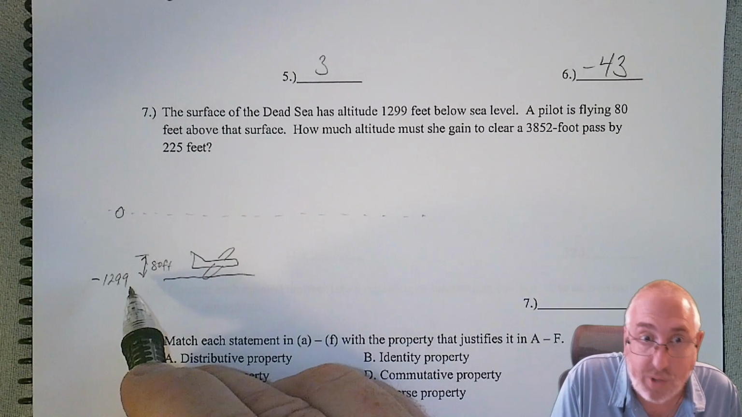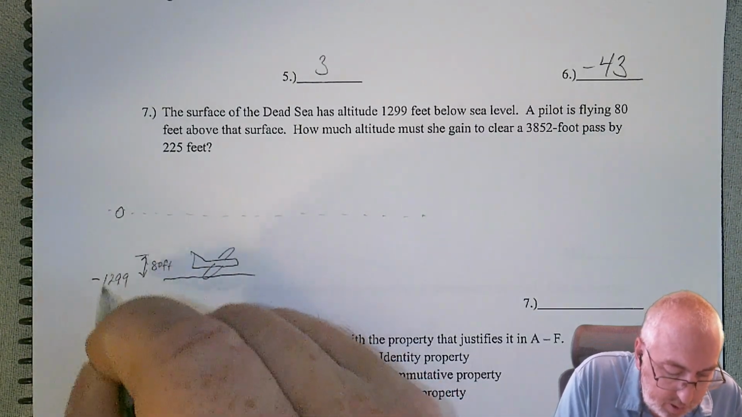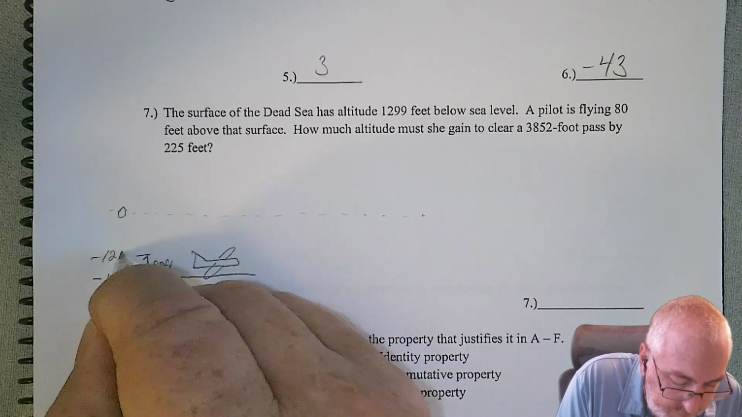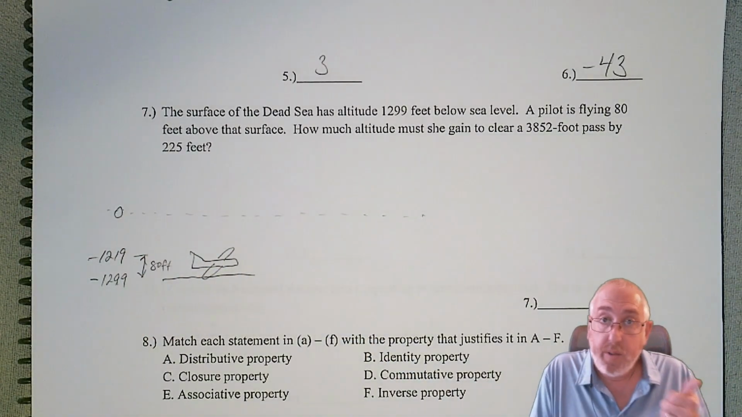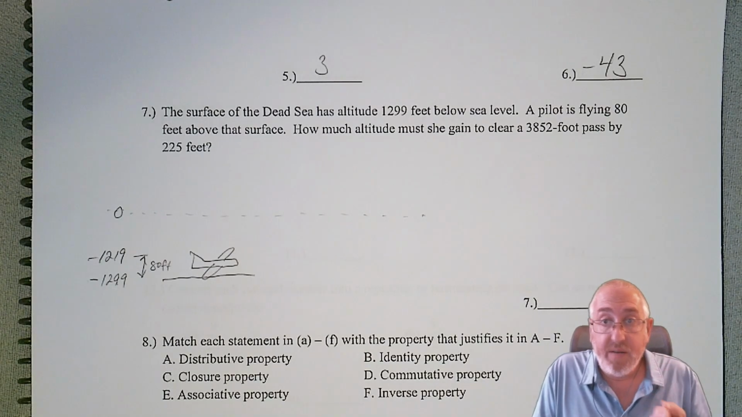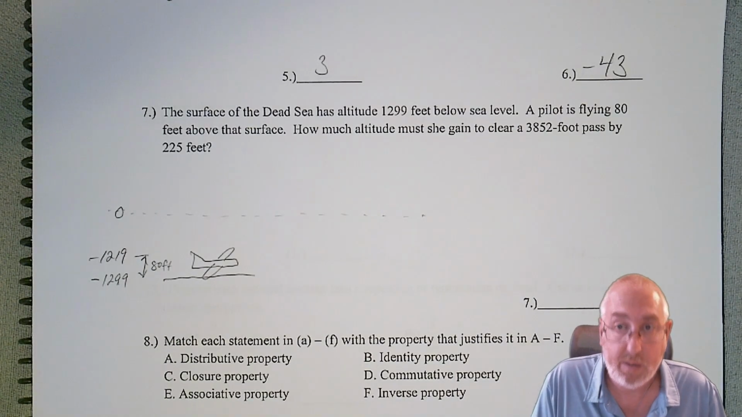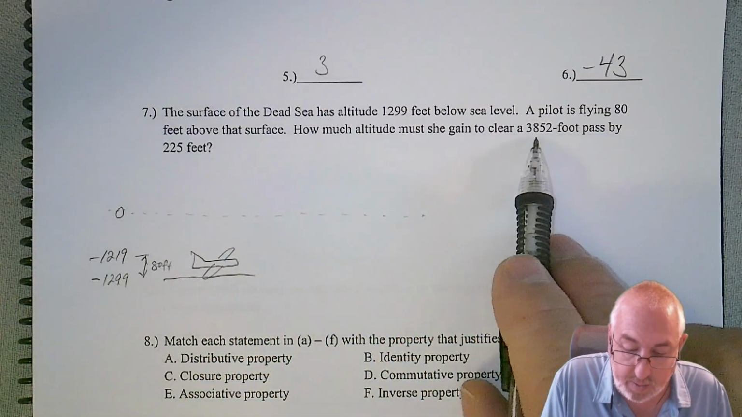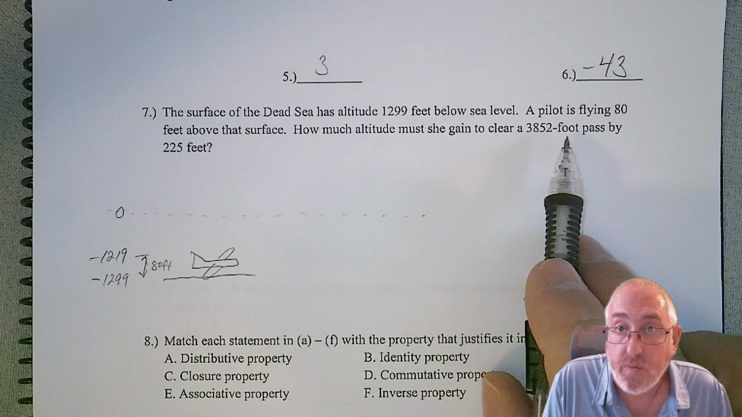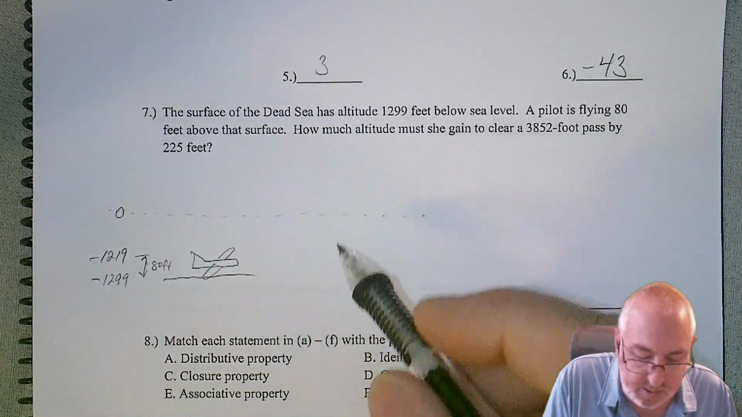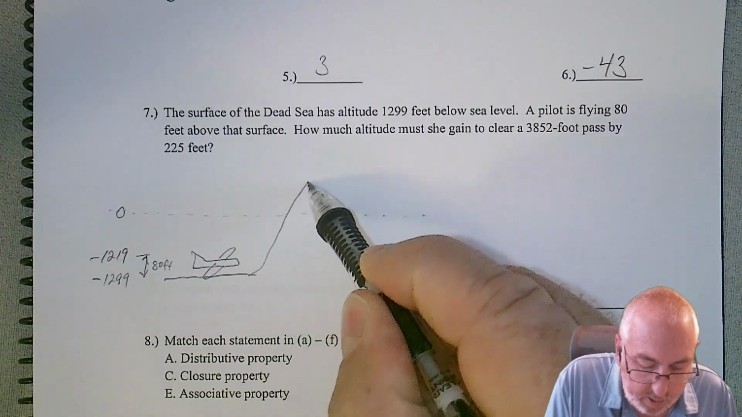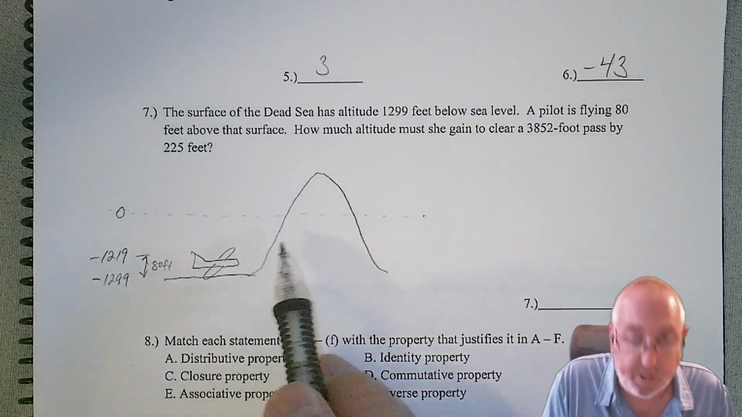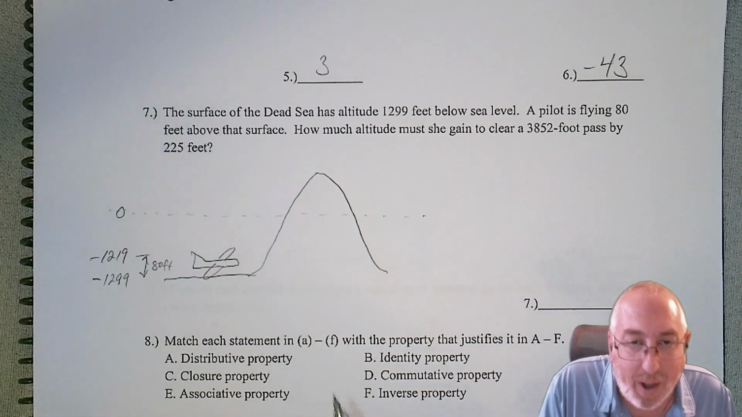What we can do is just subtract, right? If we subtract those, we're going to get 1219, but it should still be negative. So that's where the plane is flying, 1219 feet below sea level. Wow, crazy, right? But now we have this pass, this 3,852 foot pass. So again, this is not going to be to scale, but let's just say it does something like that. It's got to climb. Well, that's a pretty sharp climb, I know, but that's okay.